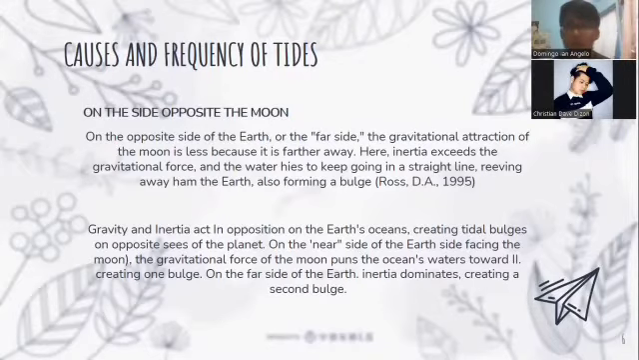So, dahil sa gravitational force and inertia, nagkakaroon tayo ng high tide and low tide. Dahil parang nahahatak nila yung, ayun nga, parang merong attraction between moon and our planet. Ayan. On the near side of the Earth, the side facing the moon, the gravitational force of the moon pulls the ocean's water toward it, creating one bulge on the near side of Earth. Inertia dominates on the far side, creating a second bulge.